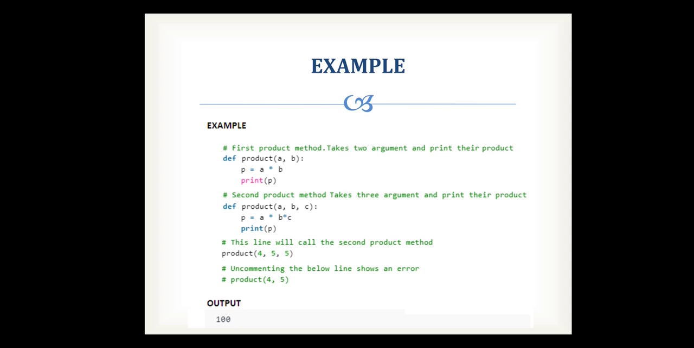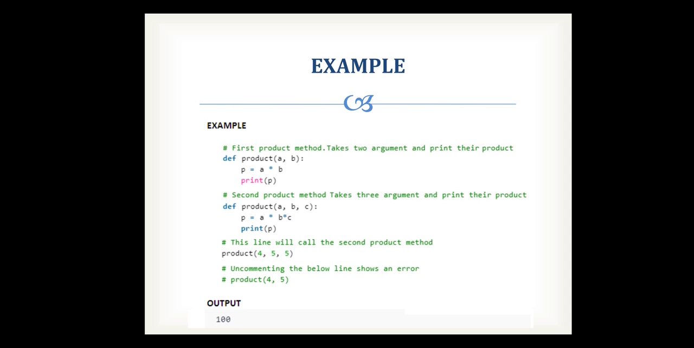Now we are specifying a method product. Here we are passing the parameters a and b. We multiply the values of a and b, store the result in p, and after that print p. Afterwards we specify the same method name again, passing three parameters a, b, c, multiply the three parameters, collect the result in the variable p, and print the value of p.